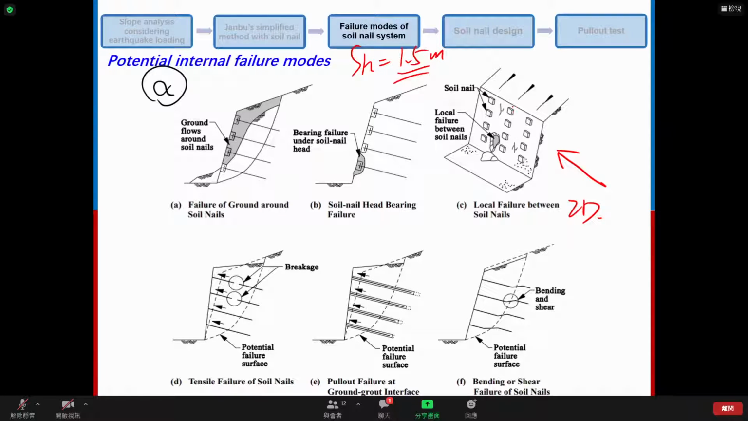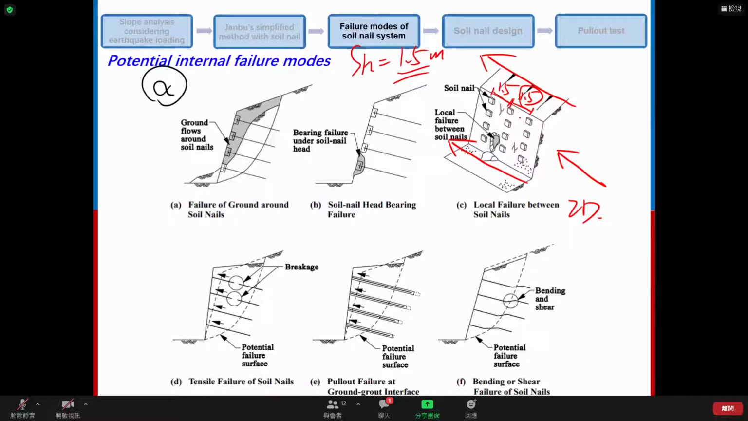But in the question, we have a horizontal spacing equal to 1.5 meter. This 1.5 meter means this distance or this distance, 1.5, 1.5, right? Which means the distance along the width of the slope, the distance between two consecutive soil nails, is equal to 1.5 meter. This is the definition of horizontal spacing.